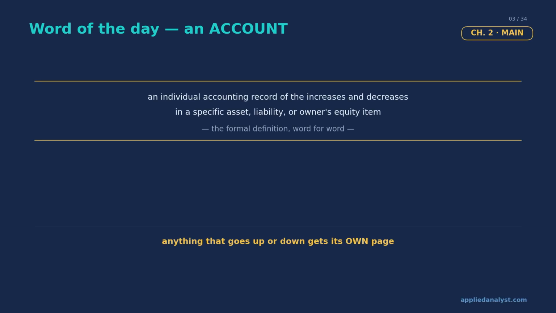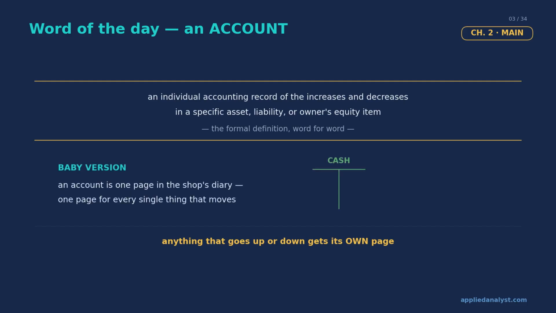An account. An account is an individual accounting record of the increases and decreases in a specific asset, liability, or owner's equity item. Baby version, an account is 1 page in the shop's diary. 1 page for cash, 1 page for equipment, 1 page for revenue. Anything that goes up or down gets a page of its own.